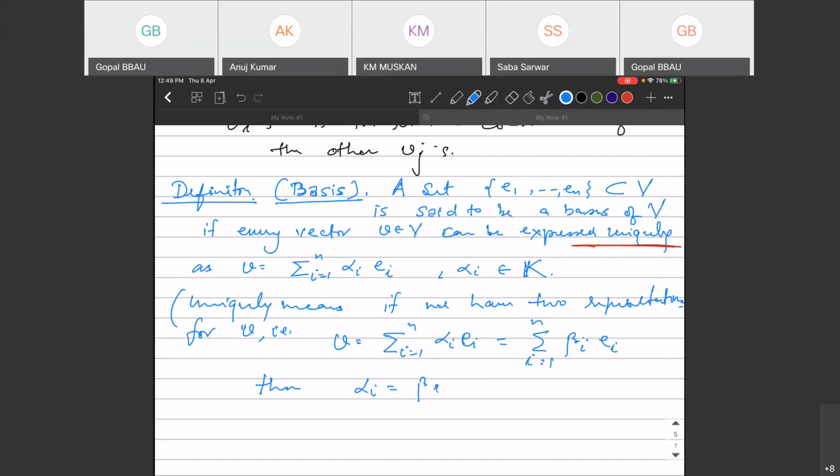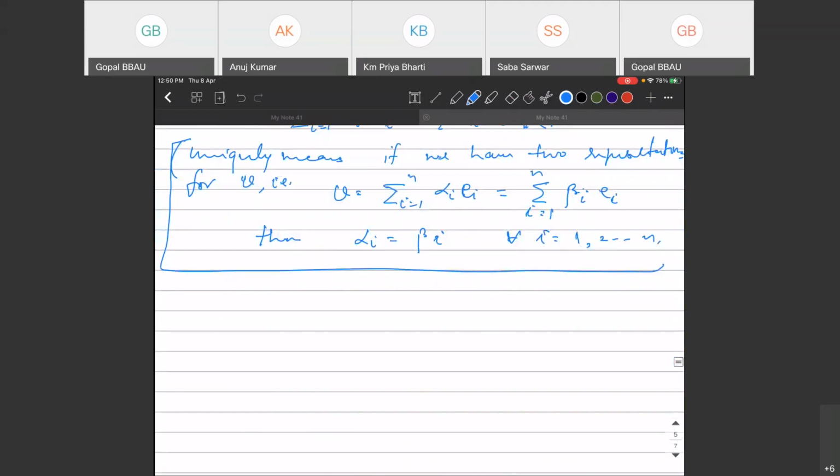Equal to 1 to 1. Alpha I equal to beta I for all I from 1 to n. Okay, this is the meaning of uniqueness. Correct?